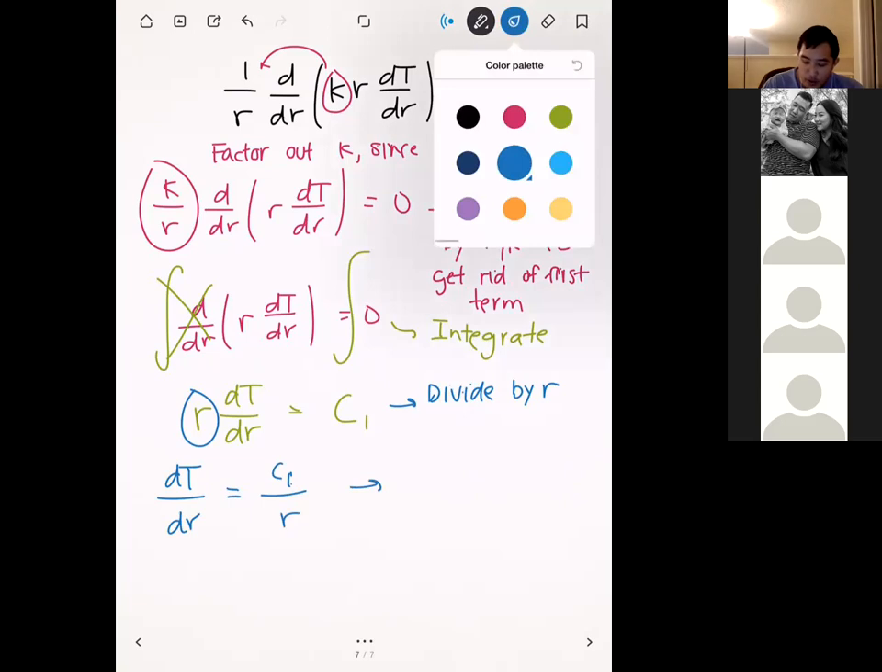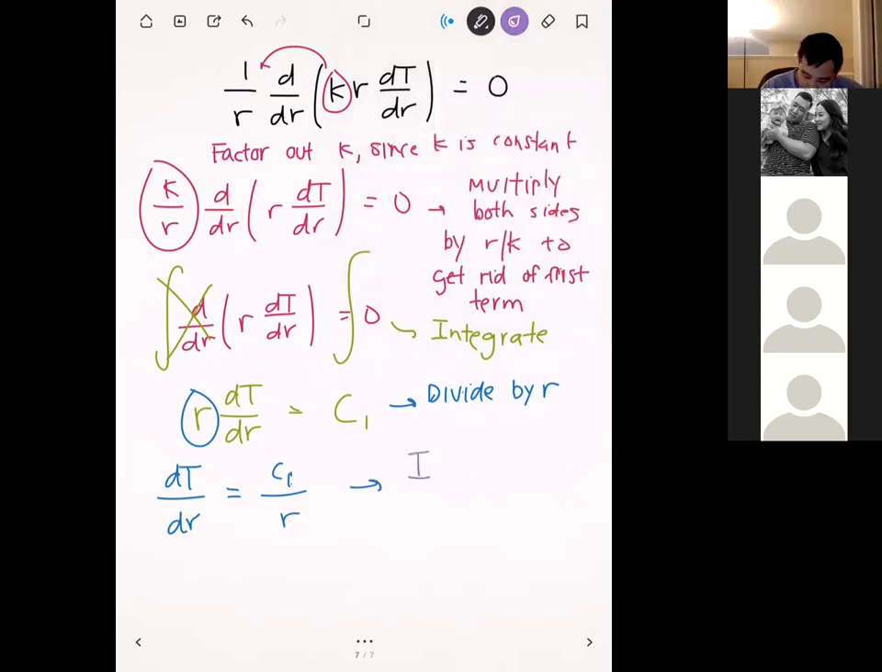And then from here, we can just integrate again. What we're left with on the left-hand side is T of r, which is what we wanted to solve for in the end, T as a function of r. And on the right-hand side, we have C1 times the integral of 1 over r. The integral of 1 over r is going to be the natural logarithm of r, plus C2.